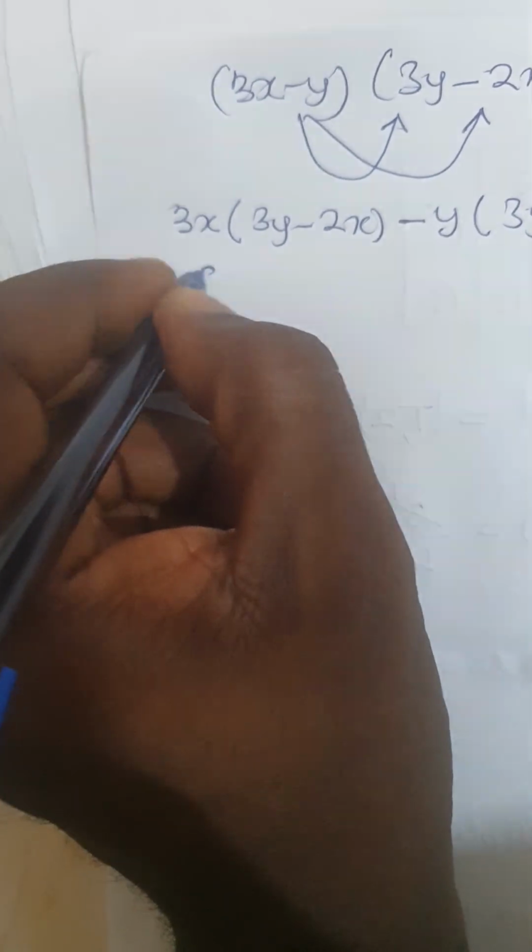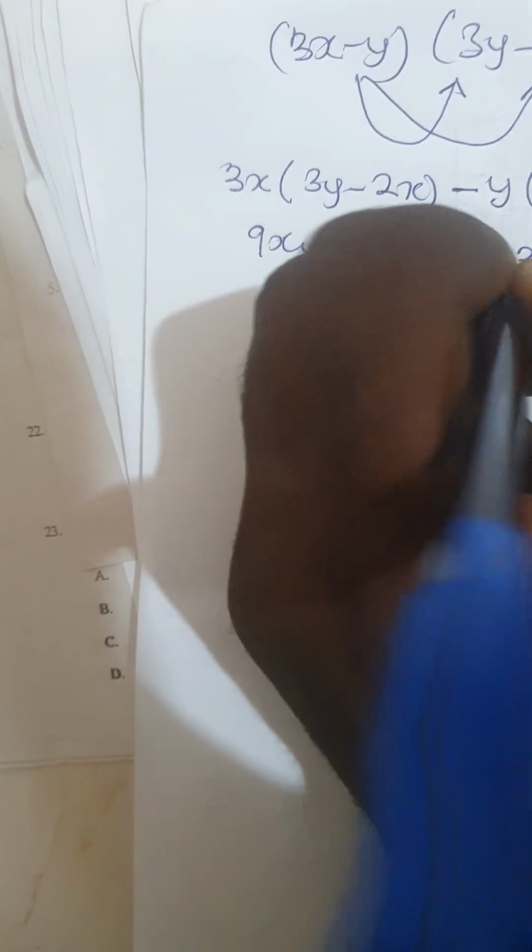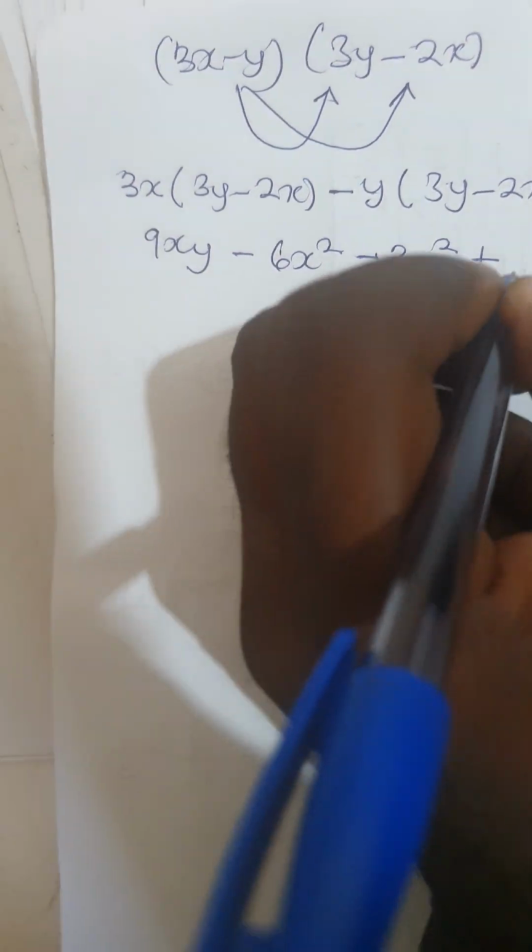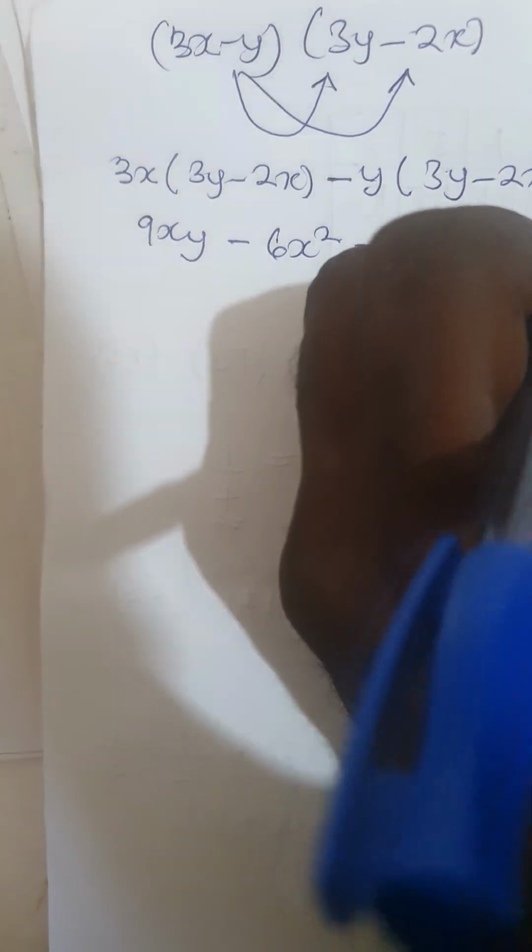3x times 3y is 9xy. 3x times minus 2x is minus 6x squared. Minus y times 3y is minus 3y squared. Negative times negative is positive, so minus y times minus 2x is plus 2xy.